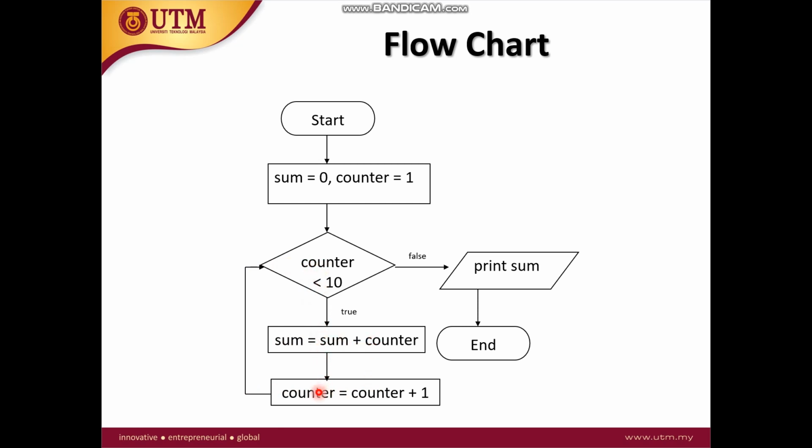So the counter is going to be 4. It's going to be 5. Adds 6. 7, it adds to the summation. 8 adds to the summation. 9 adds to the summation. 10 is less than 10? No, false. So it is false. It comes to this point, and this point prints the summation of them and ends the program.